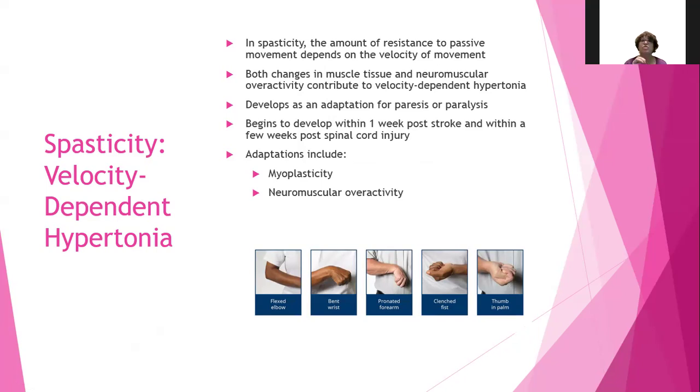So you get changes in muscle tissue and you get neuromuscular overactivity that contribute to spasticity. It develops as an adaptation for paresis or paralysis, and sometimes it can help with stability. If you have paretic or paralyzed muscles, it can add a little stability in your movement. Spasticity usually begins to develop 1 week post-stroke or within a few weeks post-spinal cord injury. And the body's going to adapt to the spasticity with myoplasticity or neuromuscular overactivity.